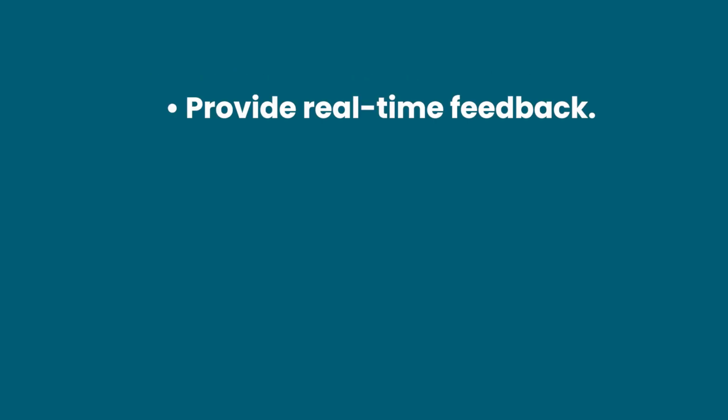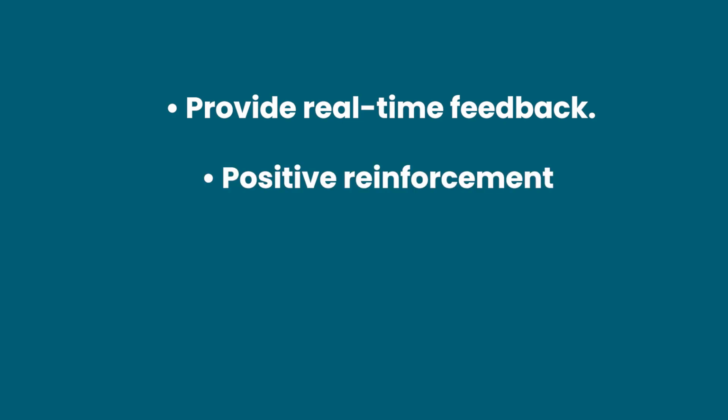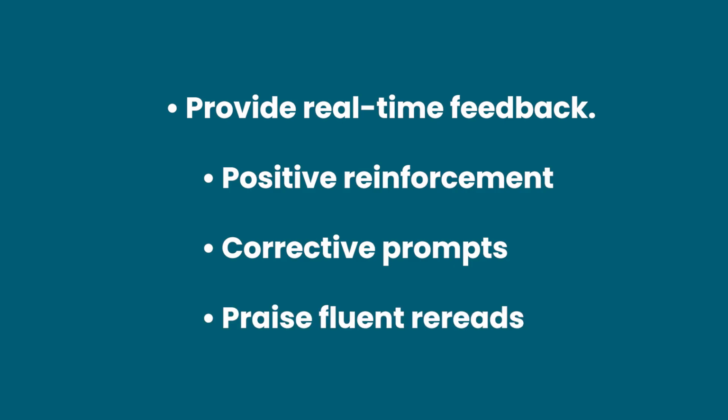Lastly, provide real-time feedback. As students read, circulate and listen carefully to individual readers. Give immediate, specific feedback like positive reinforcement: Great job noticing that silent E and reading bike correctly. Corrective prompts: Let's look at that word again. What sound does AI make? Praise fluent rereads: I love how you went back and reread that sentence smoothly. That sounded like real reading. This feedback helps students self-monitor and stay engaged in the reading process.